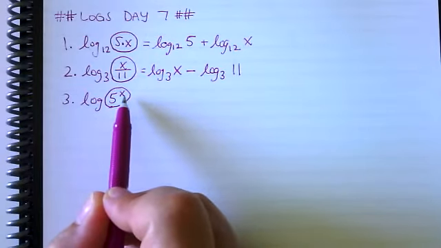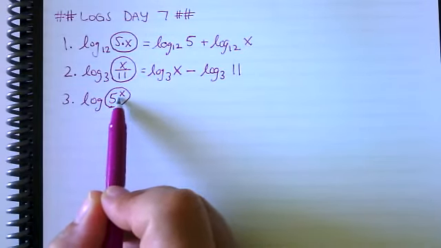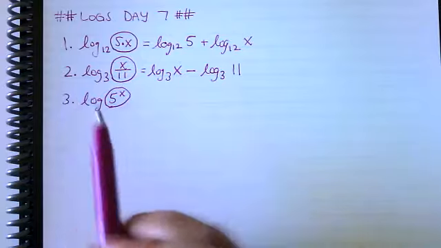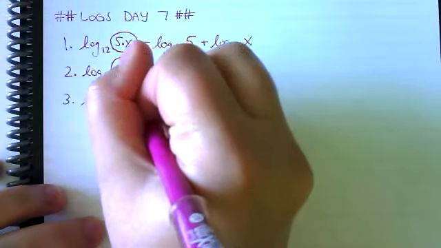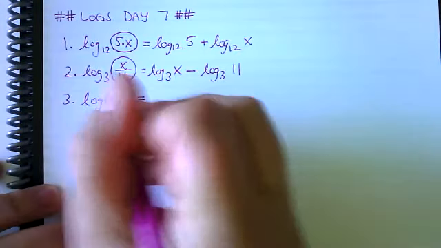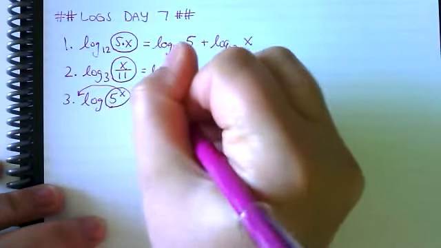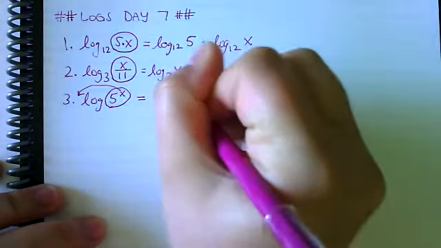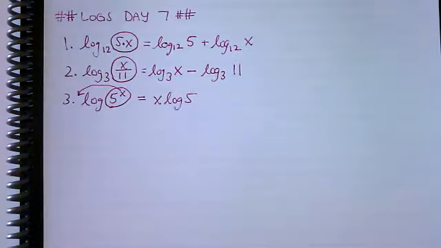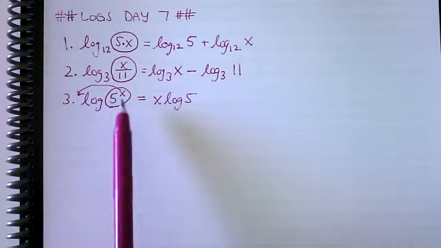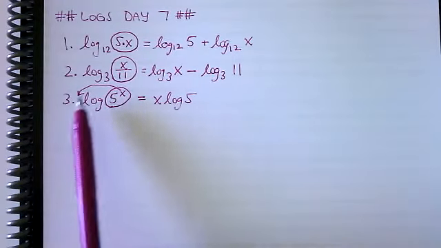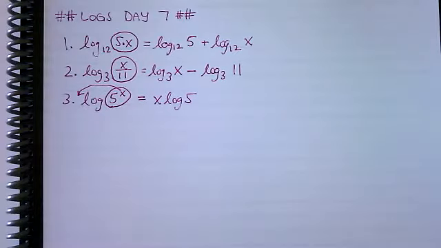When we have logs, we don't want an exponent. So the exponent just moves to the front. This is called the power rule. I just take the x and I put it in the front. So my answer is just going to be x times the log of 5. And that's it for that one. Again, count your terms. I only have one term here, but I have an exponent. An exponent just moves to the front. That's our power rule.